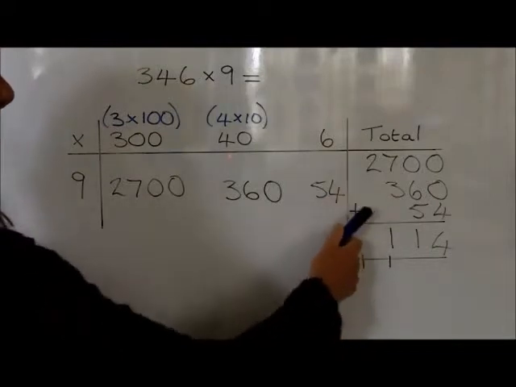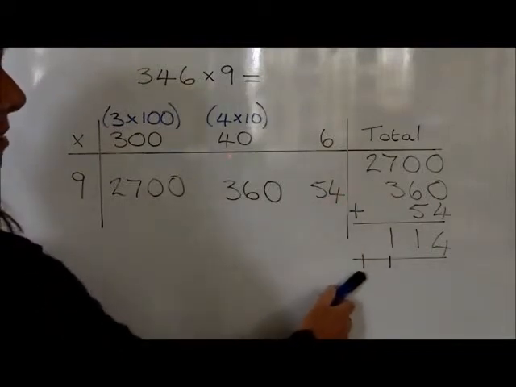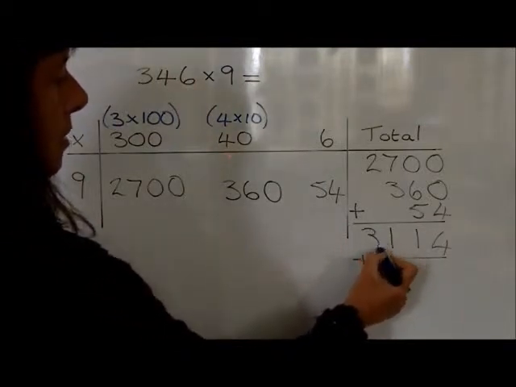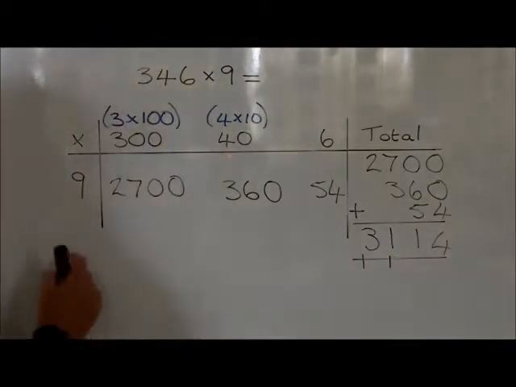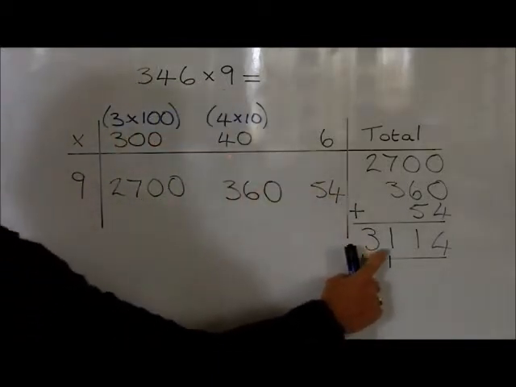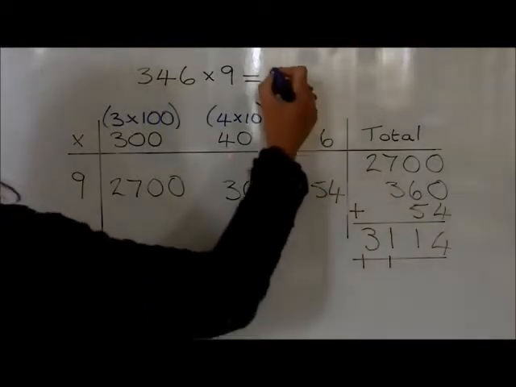We now add the 2,000 to the 1,000 carried, which is 3,000 in total, which we write as a 3 in the thousands column. So the 346 multiplied by 9 is 3,114.